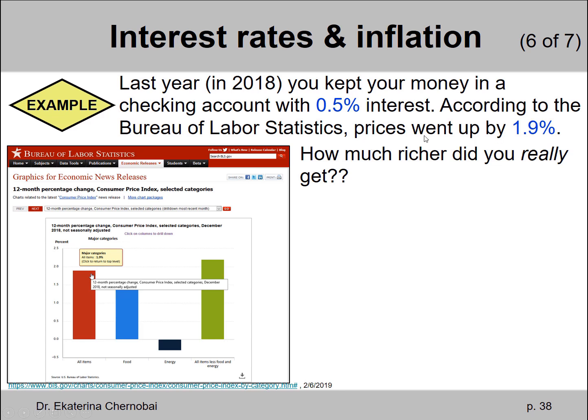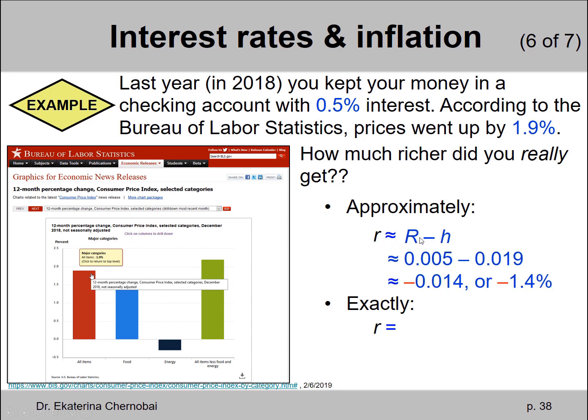What does it mean? So let's answer the following question: how much richer did you really get in 2018 if you earned a 0.5% interest on the money in your account, but prices went up by 1.9%? So let's do the math both exactly and approximately. Let's start with the approximate solution. To find the approximate real rate of return, you need to take the nominal rate and subtract the inflation rate.